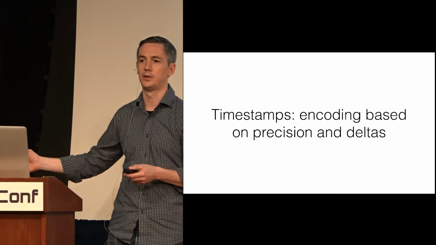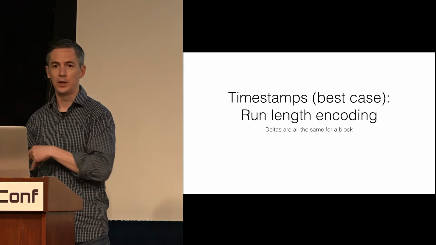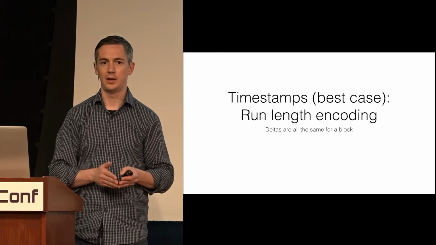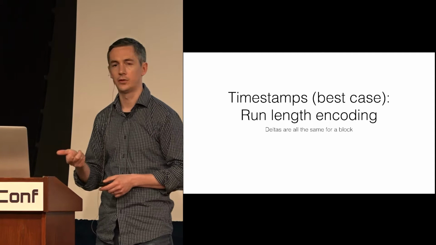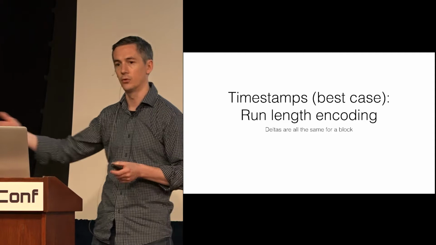In the best case scenario, we can use run length encoding for our timestamps. So if you have a regular time series where you're taking samples once every 10 seconds, you only need second level precision. All you need to do is store the initial starting timestamp and the delta between them, and we can just construct any timestamp in the run from that information.